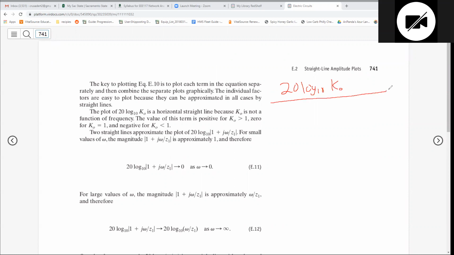Now, how does this operate? Well, first off, at the end of the day, remember, we're looking for this. We're looking for a graph based on frequency versus dB. Okay.